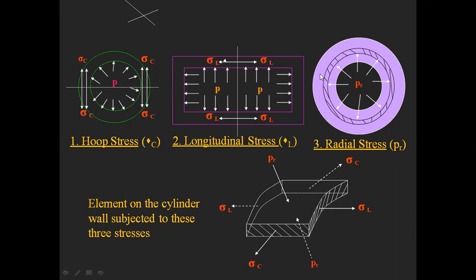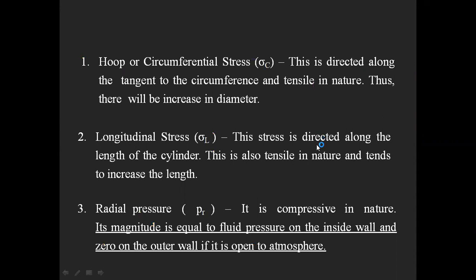When it is trying to escape, what happens? Longitudinal stress develops, and that longitudinal stress is tensile in nature. That is the reason why longitudinal stress is also a direct stress, which depends on the length of the cylinder, and it is tensile in nature. So the stress always depends on the length. With an increase in length of the member, the longitudinal stress also increases.